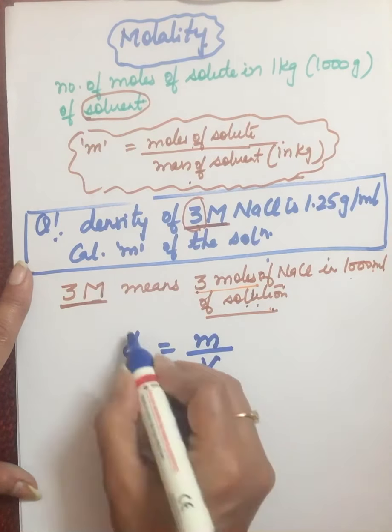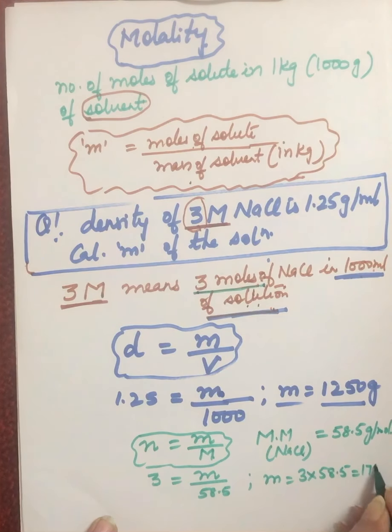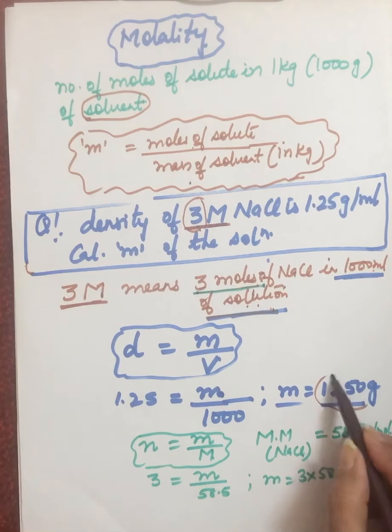Now next problem is to convert the moles to the mass. So we have done the numericals before. Moles are equal to mass upon molar mass. This is a formula. Molar mass of NaCl we can calculate: 23 plus 35.5, 58.5 gram per mole. Moles are given how many? 3. Mass we need to calculate. Molar mass is 58.5. The mass will come out to be equal to 175.5 grams. So we know now the mass of the solute and mass of the solution.